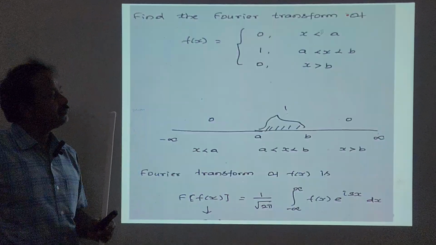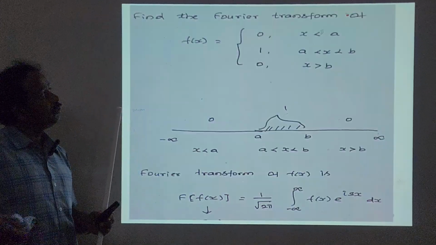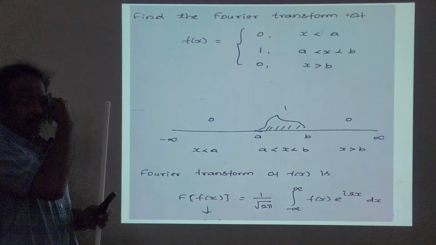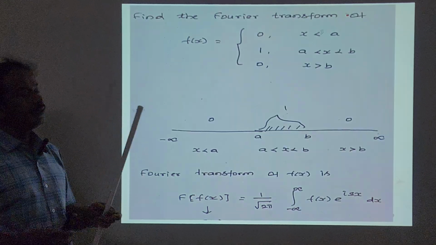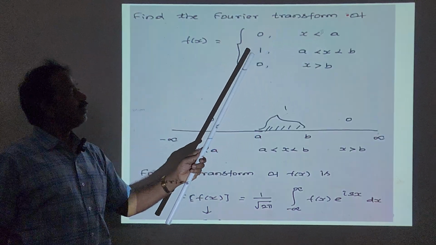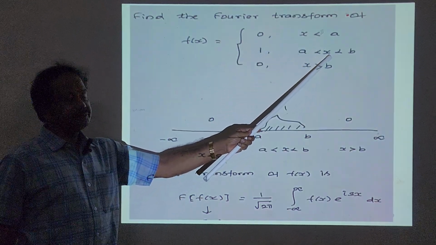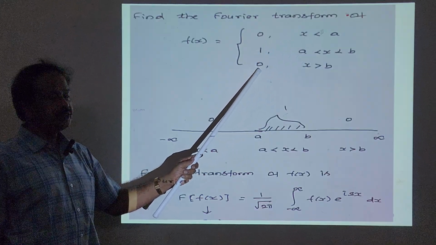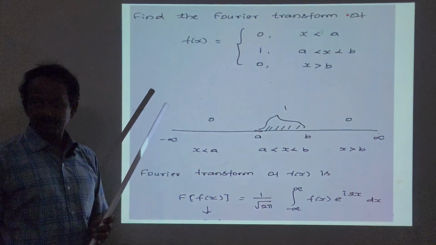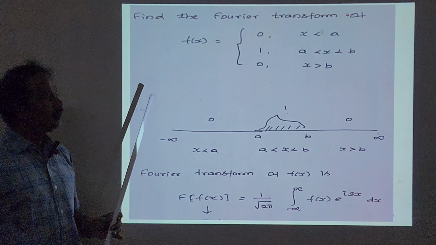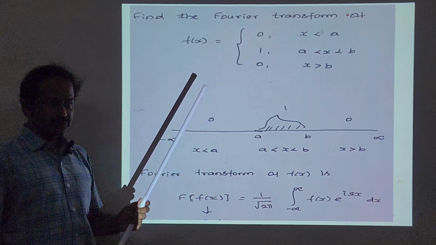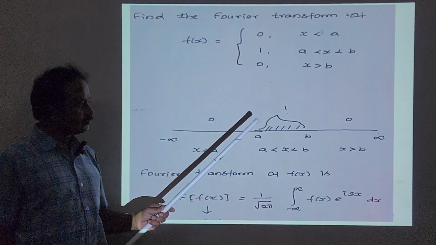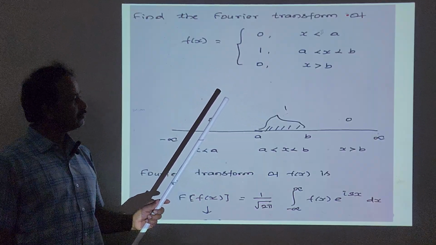Now we will go for some other problem. Find the Fourier transform of f of x equals 0 when x is less than a, 1 when x lies between a and b, and 0 when x is greater than b. So this is the problem. Now just look at the limits. We are going to change into the same form. Easily we can understand this.